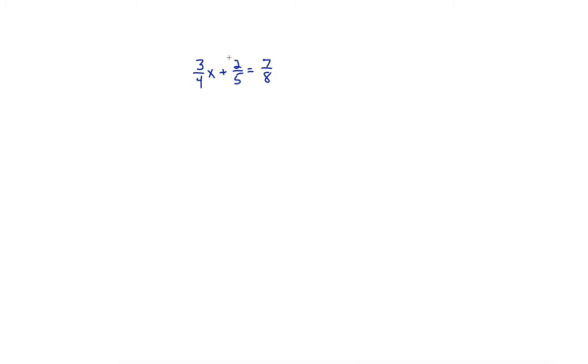First thing I'm going to do is get rid of this plus 2/5. I'm going to do that by subtracting 2/5 from both sides. Now of course if I take 2/5 and I subtract 2/5, I'm left with 0. So now over here let's do 7/8 minus 2/5.